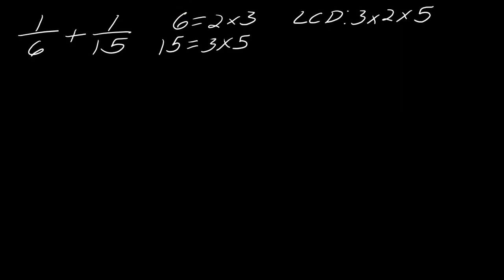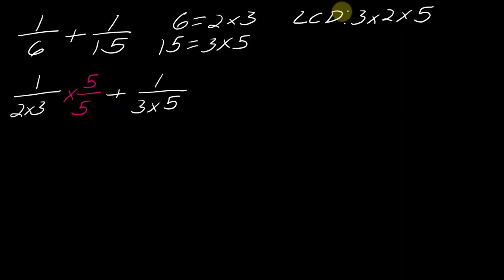Just to make this nice and visual, remember 1 over 6 is 1 over 2 times 3, and you want to make this look like the LCD, right? So what is it missing? Well, it's missing that times 5. And then for 1 over 15, that is 3 times 5. If I compare this to the LCD, I can see that it's missing the 2. So I'll multiply this by 2, and whatever I do to the bottom, I do to the top.